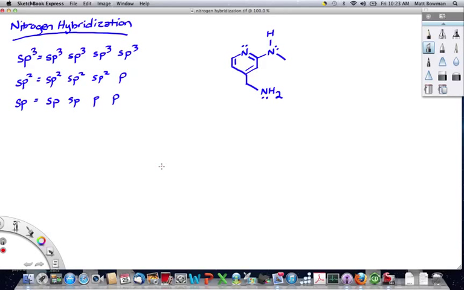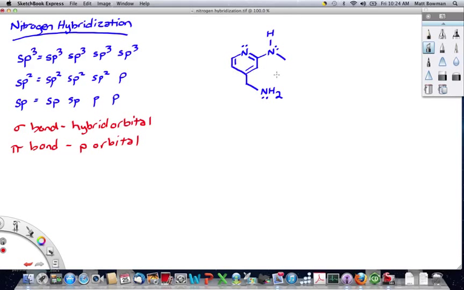Nitrogen can be a little bit difficult to determine what its hybridization is because of the presence of a lone pair. See, bonds are somewhat fixed. A sigma bond needs a hybrid orbital. A pi bond needs a p orbital.